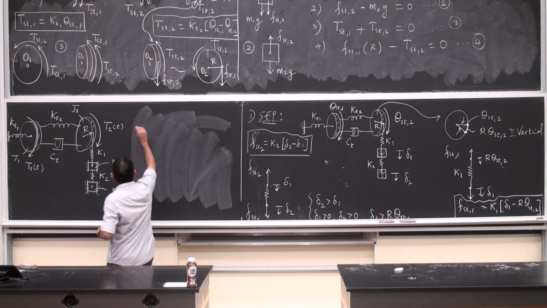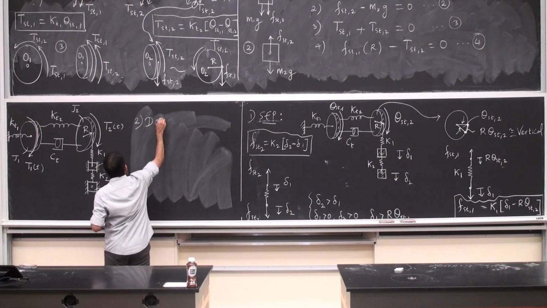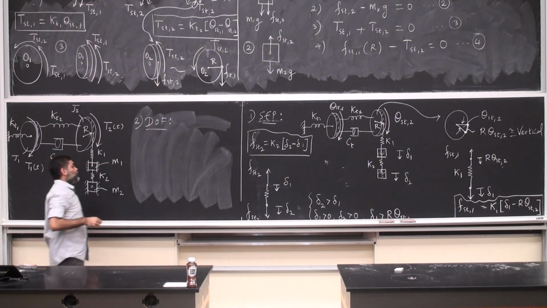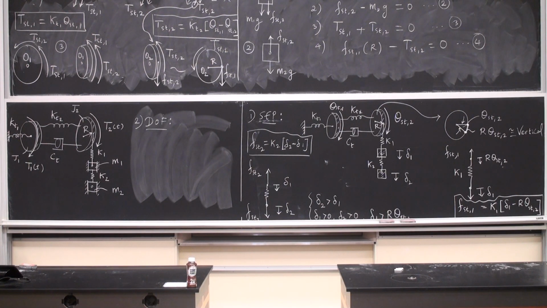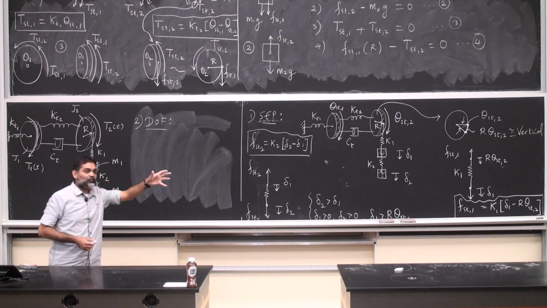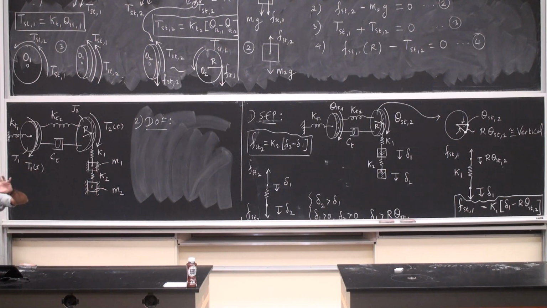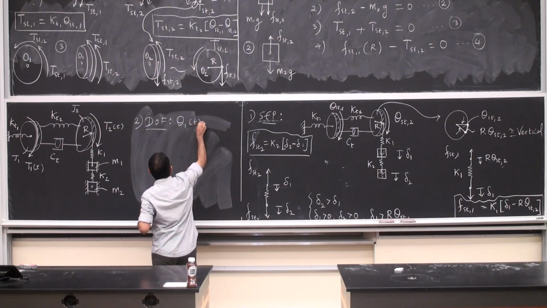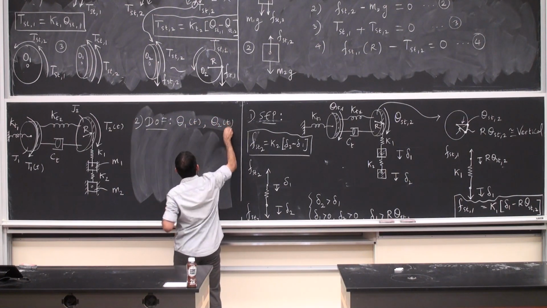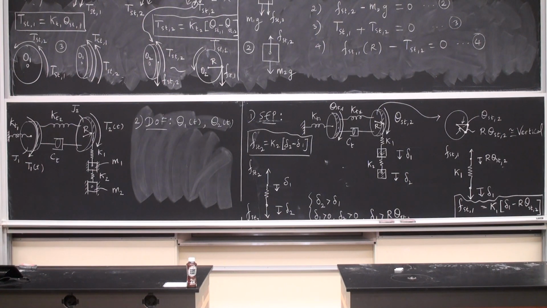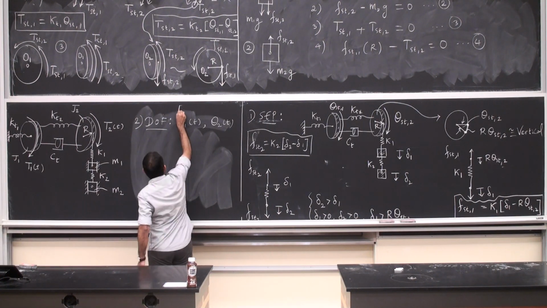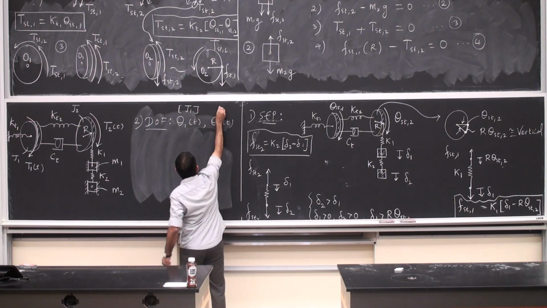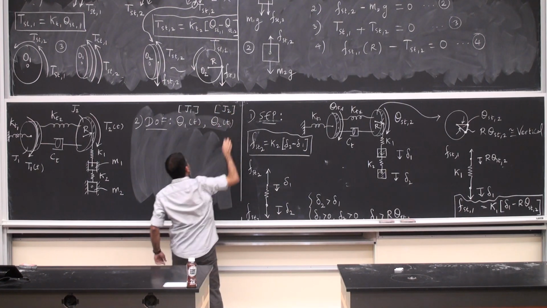Then the degrees of freedom. We have always assumed that if you see an inertial element, it is acting as if it's pinned at its center, so it has only a rotational degree of freedom. So I'm going to assume that theta 1 and theta 2 are the degrees of freedom for the two inertial elements. So theta 1 of t, theta 2 of t are the degrees of freedom for the elements J1 and J2. This is for J1, this is for J2.